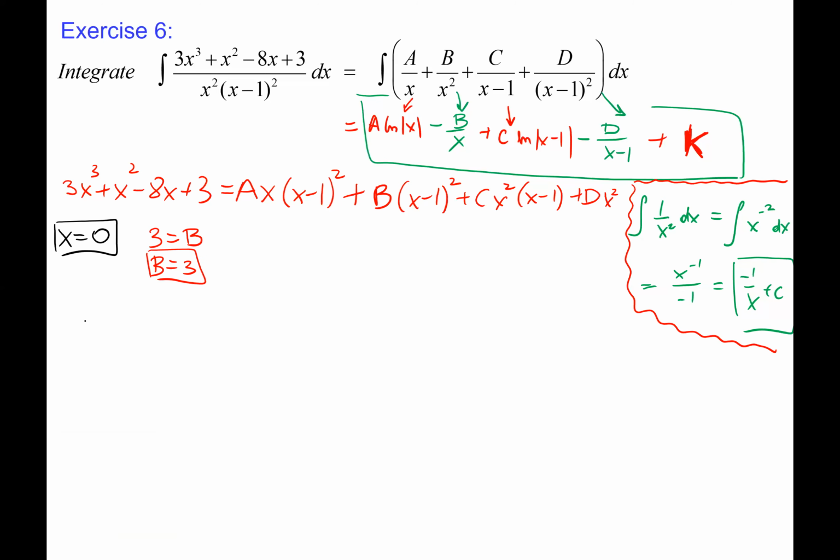Now, let's pick for x, of course, 1. We know why. 1, I have 3 plus 1 minus 8 plus 3. And this is gone, A will be gone, B will be gone, C will be gone, D times 1. That means D is equal to 6, 7 minus 1, negative 1.